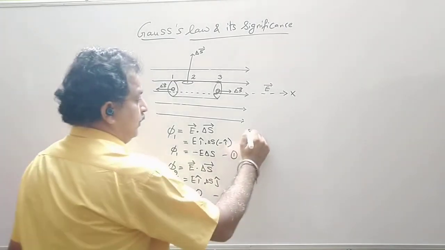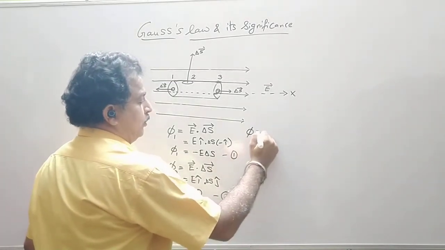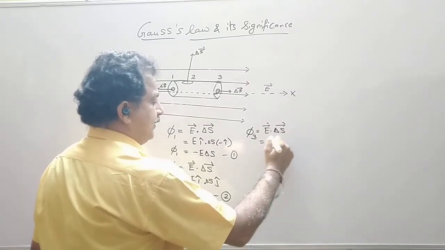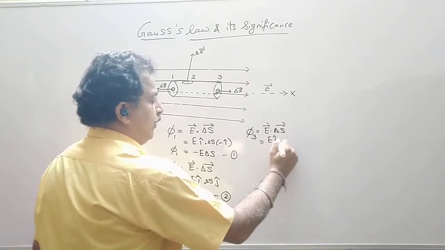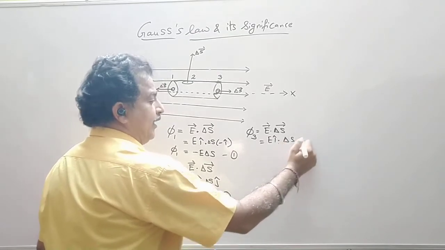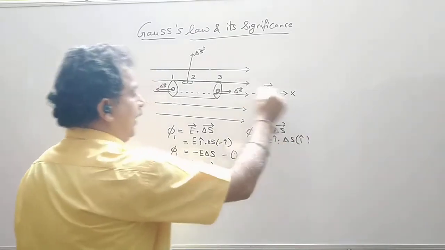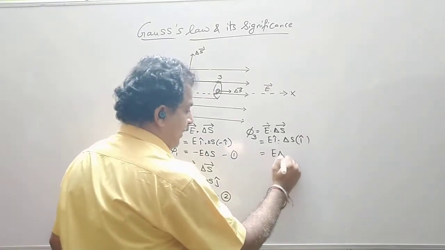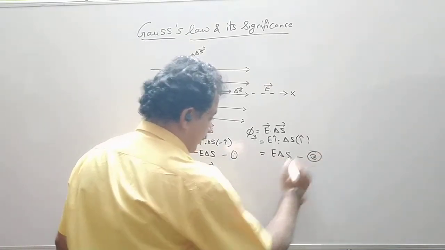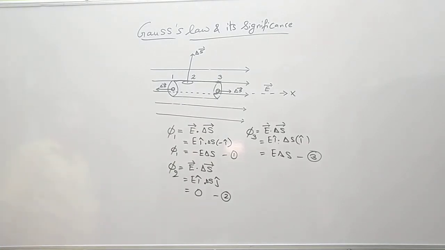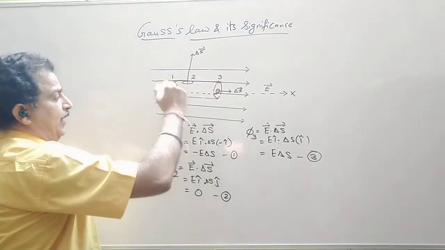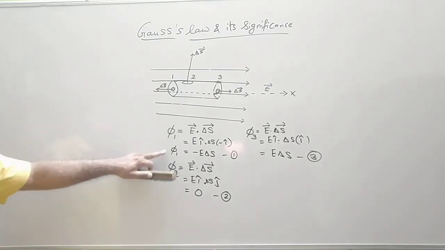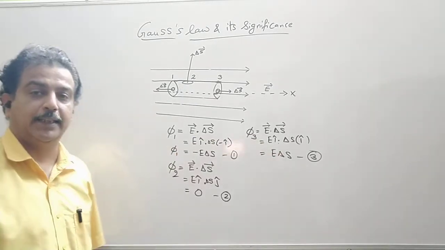Third, again the cross section. So this is E dot delta S, that is equal to E i minus, dot delta S i. Again the direction is same. i dot i is 1. So this is equal to E delta S. Third equation. So this is how the cylinder is divided into 3 regions, and the flux linked with each region is formed by these equations.